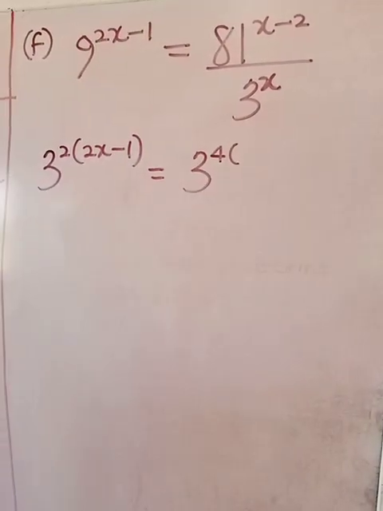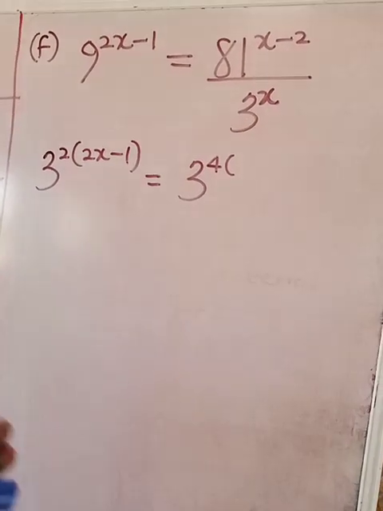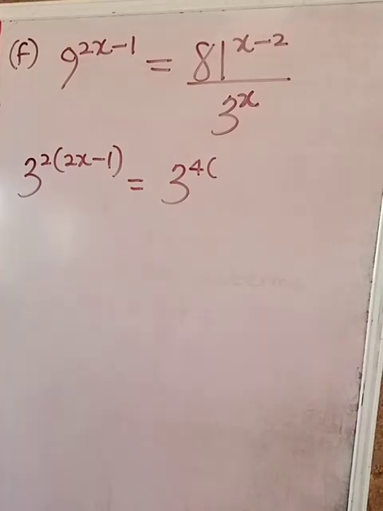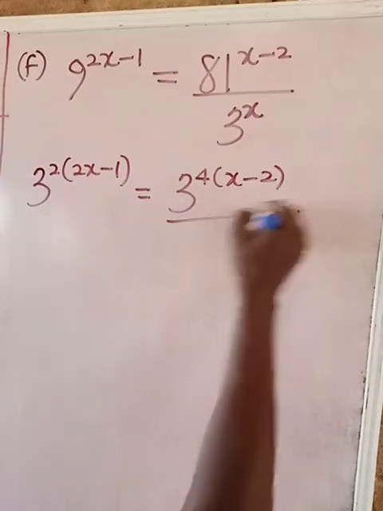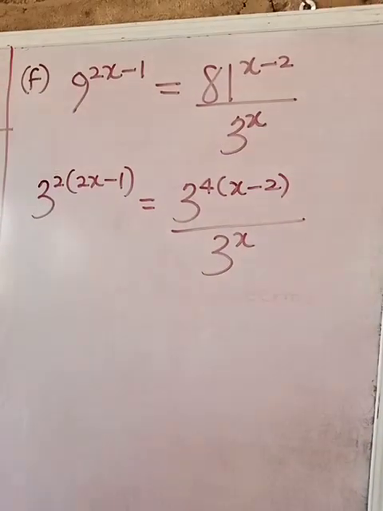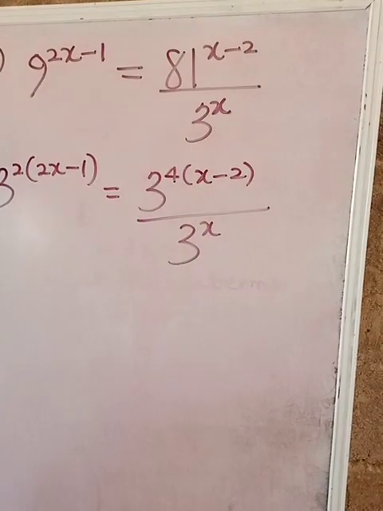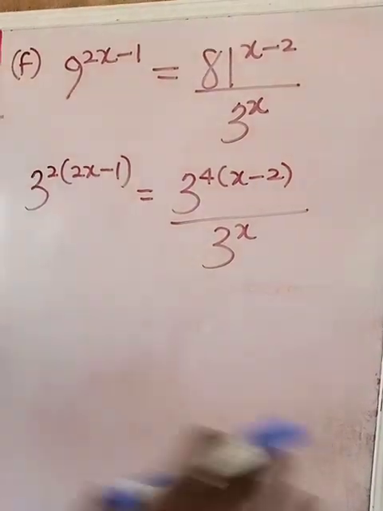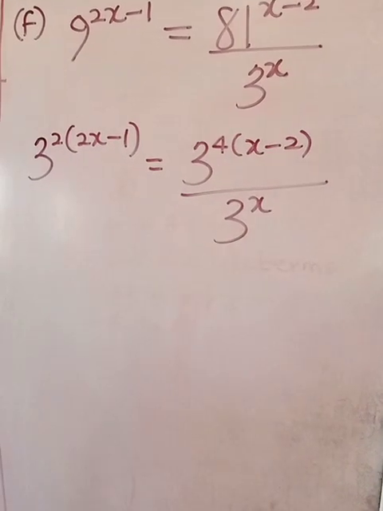And I've said 3 raised to power 4 does not mean 3 times 4. It means 3 in 4 places. 3 times 3, 9 times 3, 27 times 3, 81. Bracket x minus 2 divided by 3 raised to power x. You would then see they all have common bases. But at this point, you will be breaking a mathematical rule to divide it now. No. You bring it to an equation, a straight line equation, before you can divide the bases.